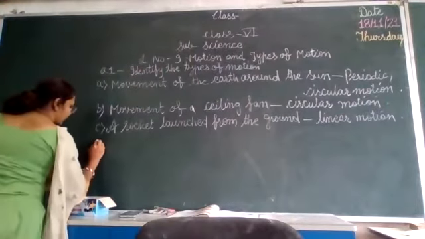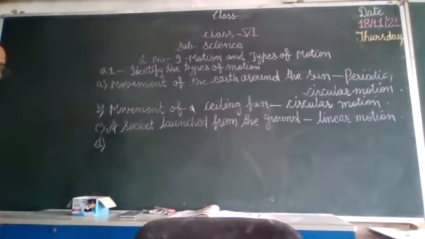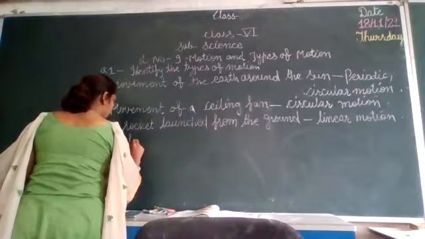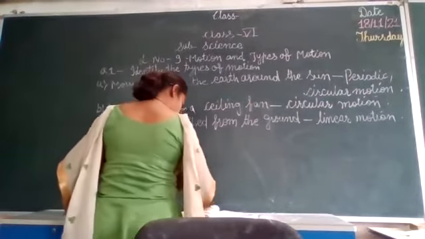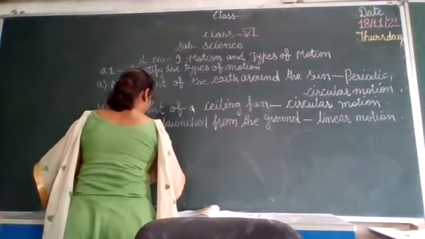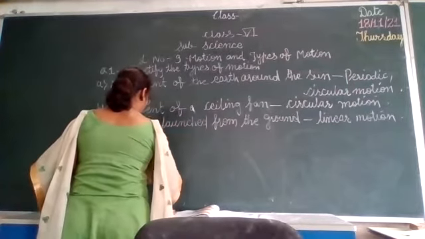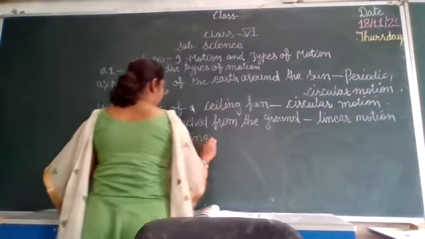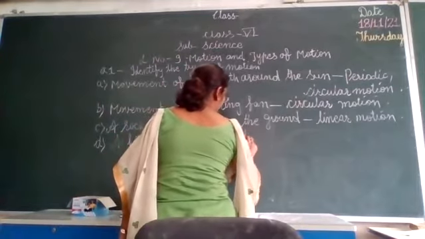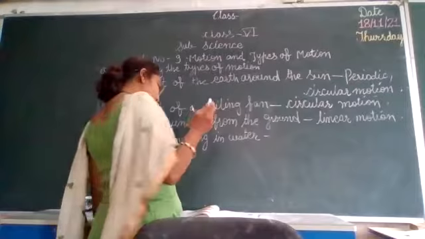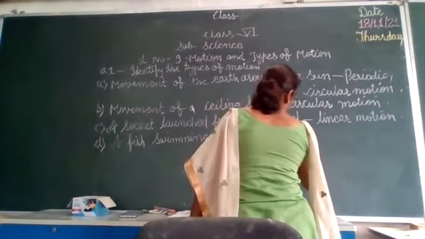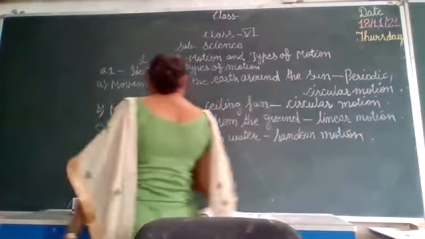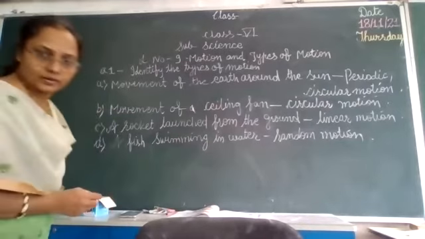Okay. Then next one, D is a fish swimming in water. Okay, it's in a random motion. Random motion.